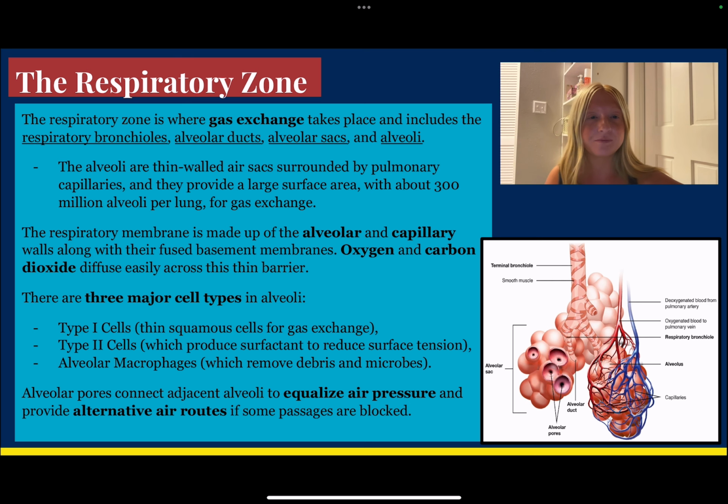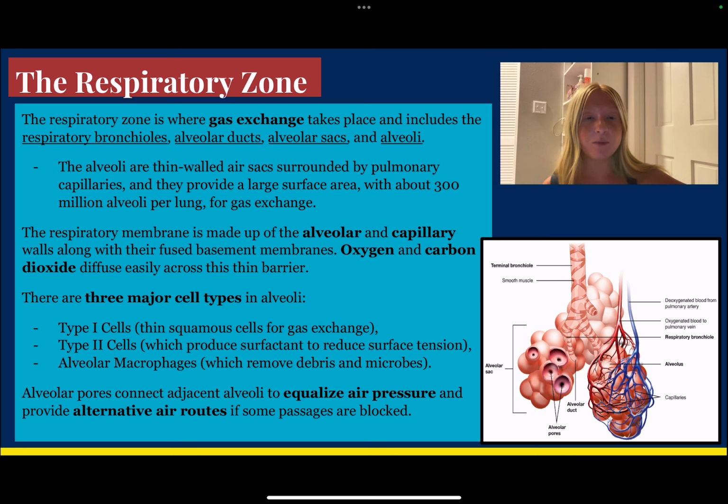The respiratory zone is where gas exchange takes place and includes the respiratory bronchioles, alveolar ducts, alveolar sacs, and the alveoli. The alveoli are thin-walled air sacs, and they are surrounded by pulmonary capillaries, and they provide a large surface area for gas exchange.